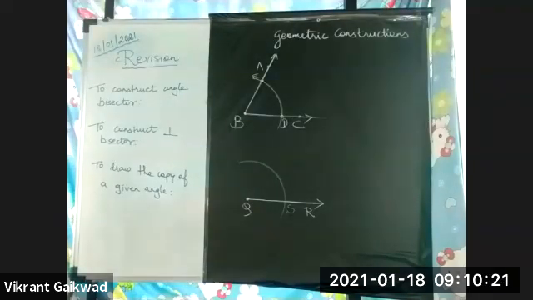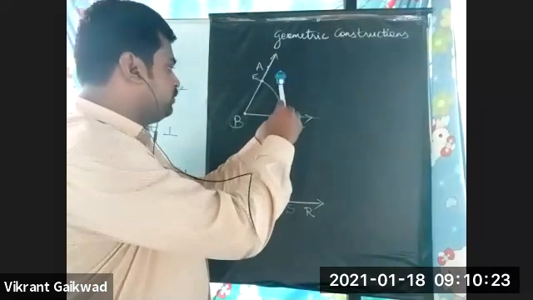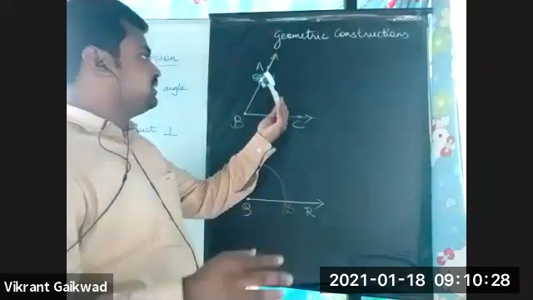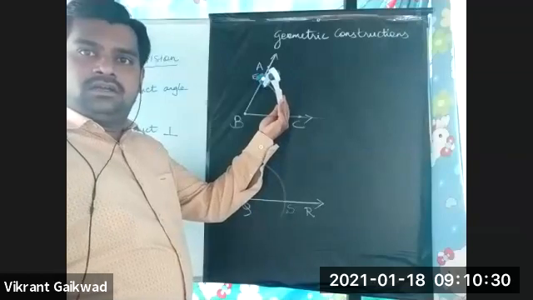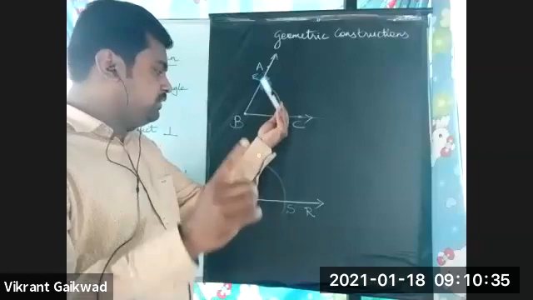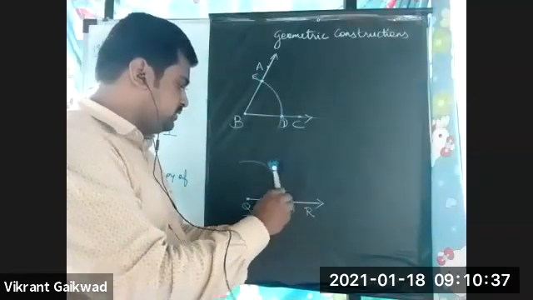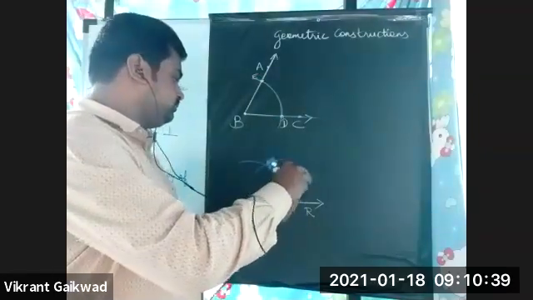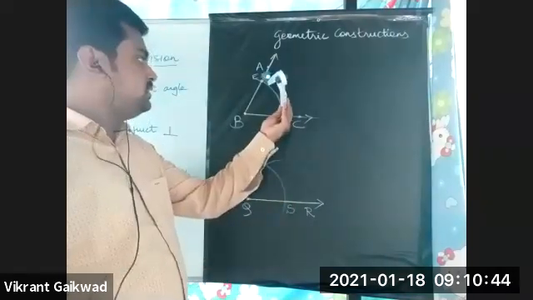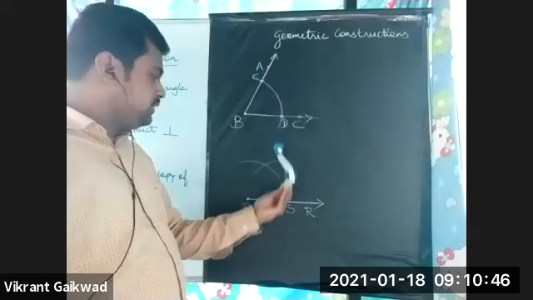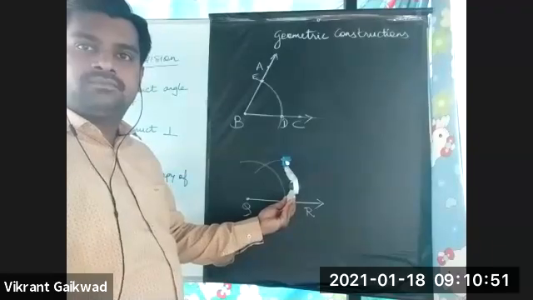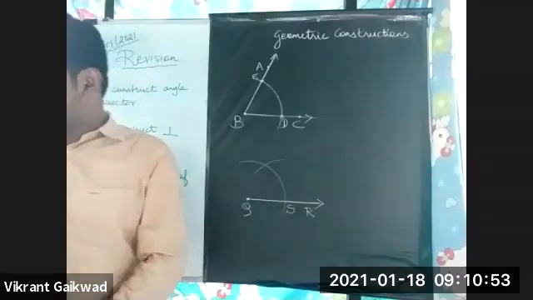Now I'm going to take distance DE. Check, distance DE. Is this clear? I've taken distance DE on my rounder, and from point S, I'm going to cut an arc. Check, distance DE from point S, I'm cutting an arc. Is this clear?